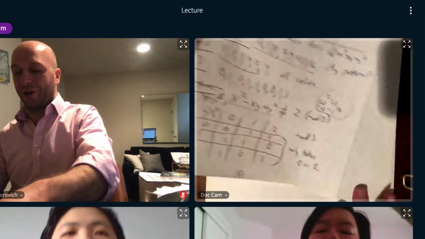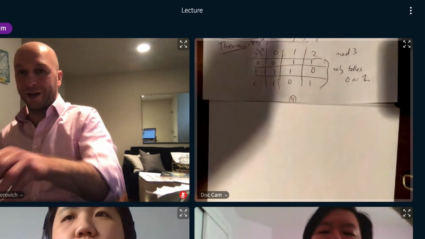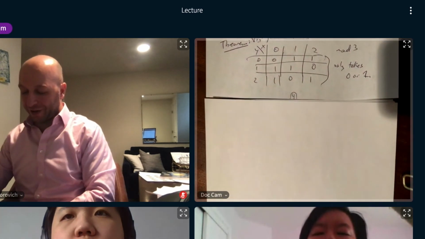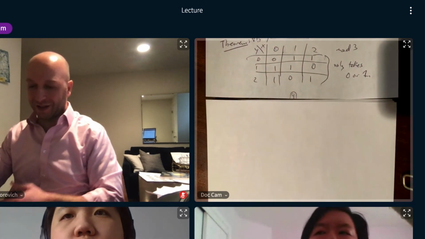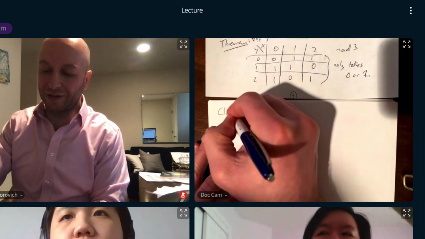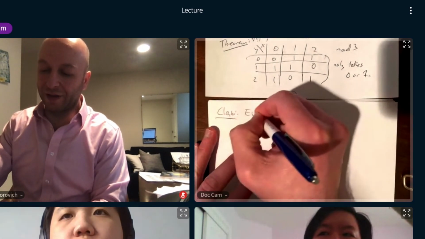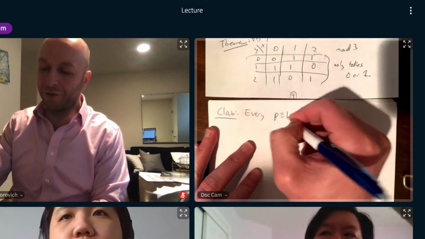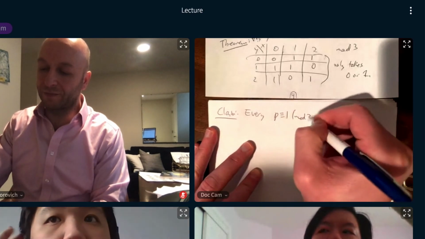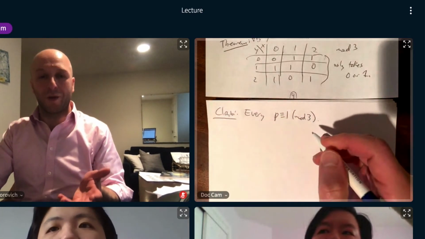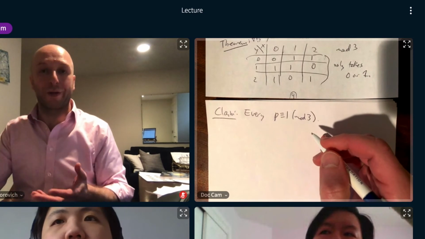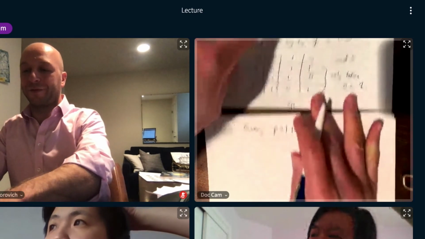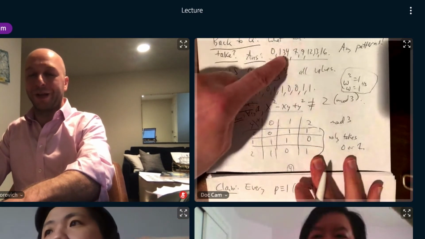Now let's look at 1 mod 3. So let's see if we can finish this part of the discussion. So I claim every prime congruent to 1 mod 3. So primes are either 1 mod 3, or they're 2 mod 3, or they're 3 itself. And 3 itself is a value, so 3 is represented.